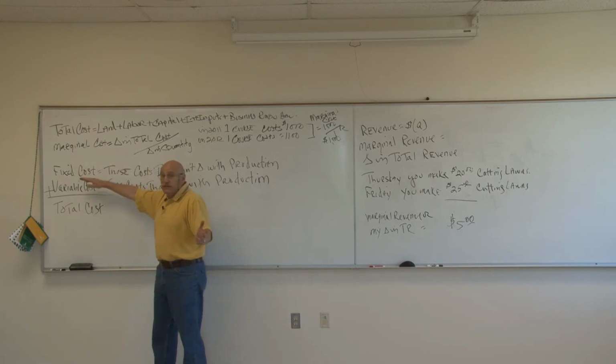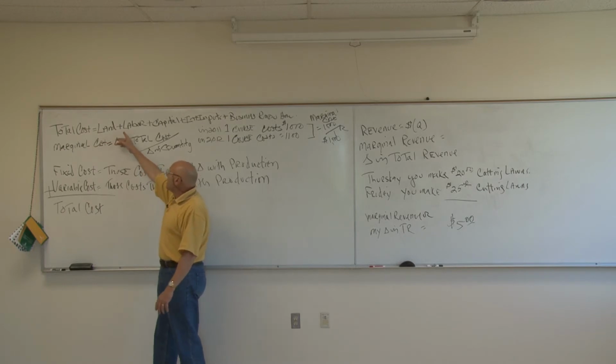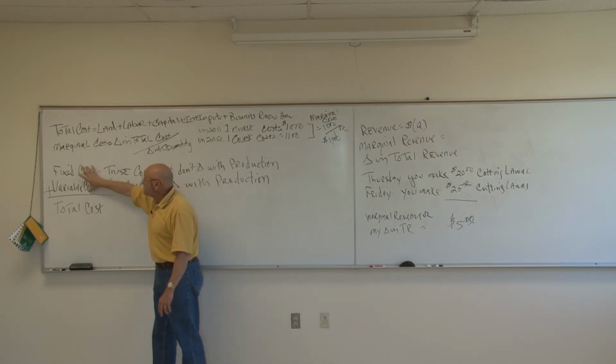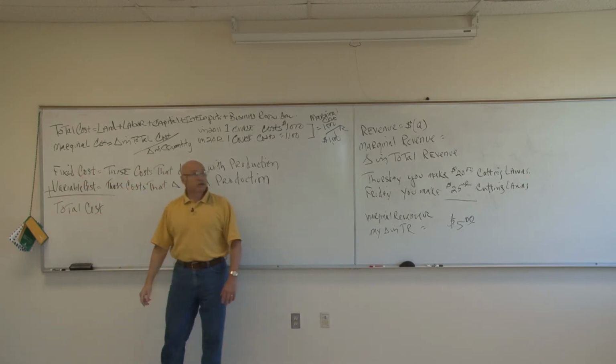And finally, if I add these two up, it also gives me total cost. And the reason for that is a simple reason: total cost is equal to all of my inputs, and the inputs can be categorized in any one of these two costs, fixed or variable, and that gives me my total cost.